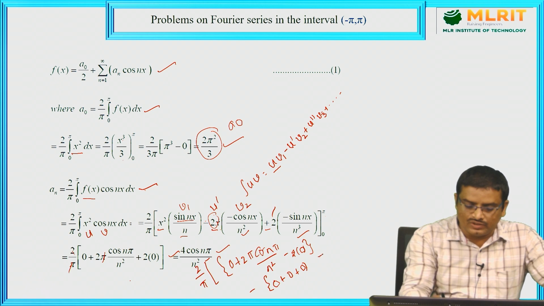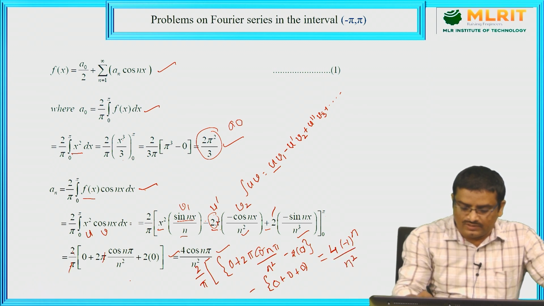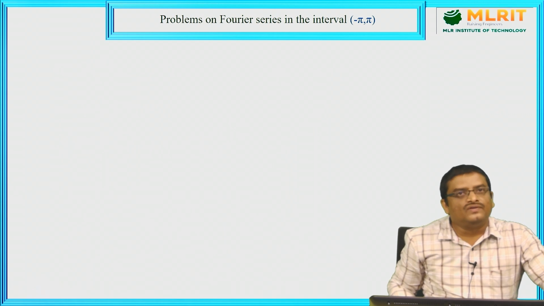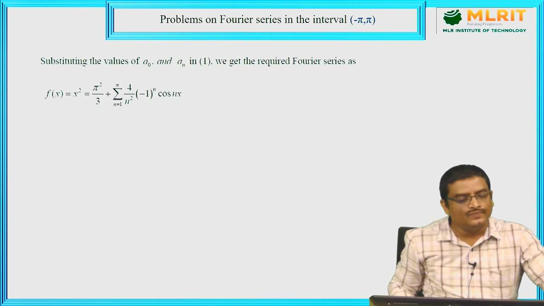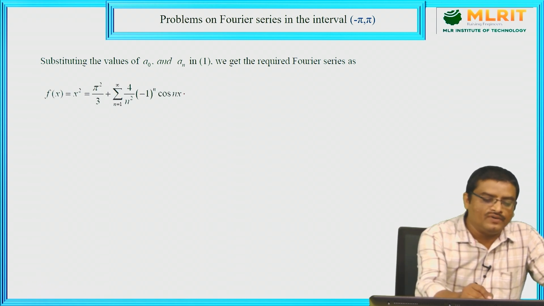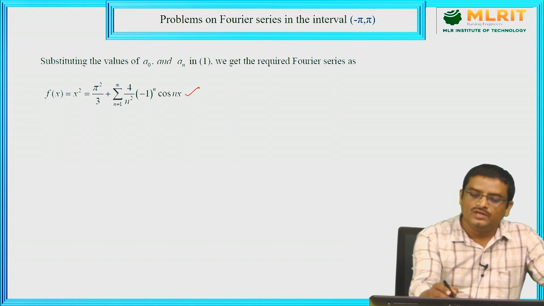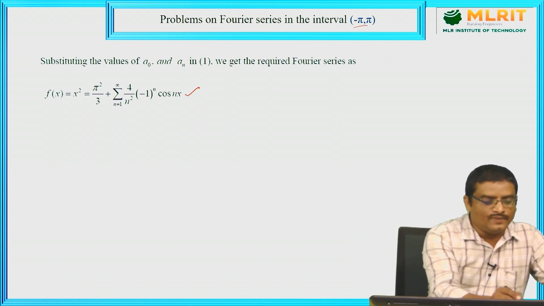So, we can also take it as 4 into cos n pi, that is (-1)^n by n square. This is the value of an. Now, after finding that a0 and an value, go to equation 1 and substitute these two values, then we can get our required Fourier series for the function f of x is equal to x square in the interval minus pi comma pi.